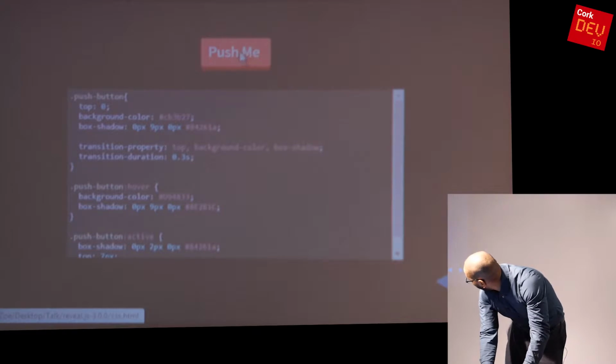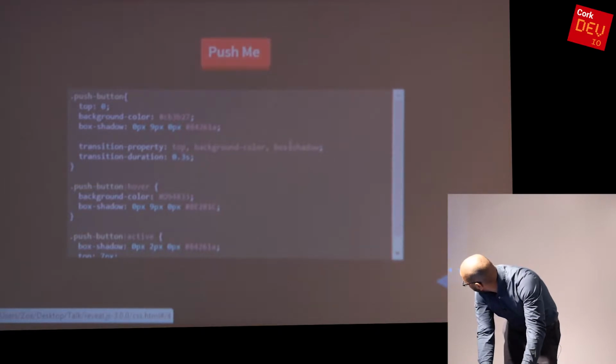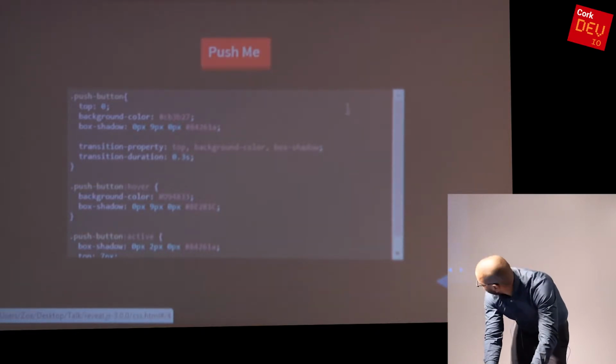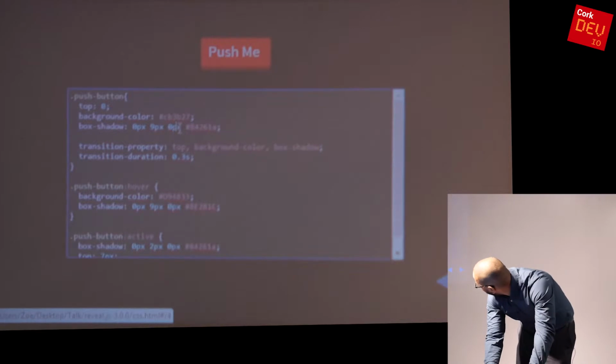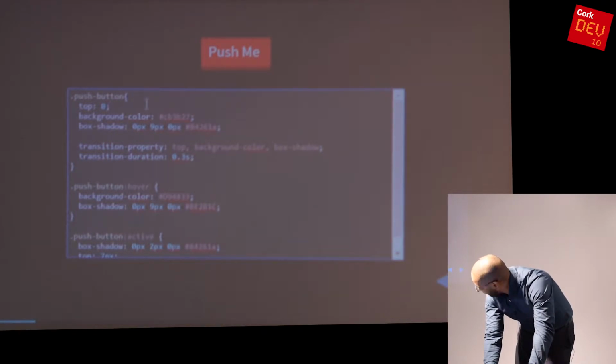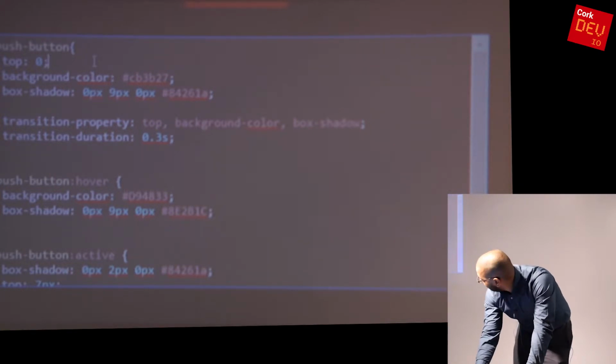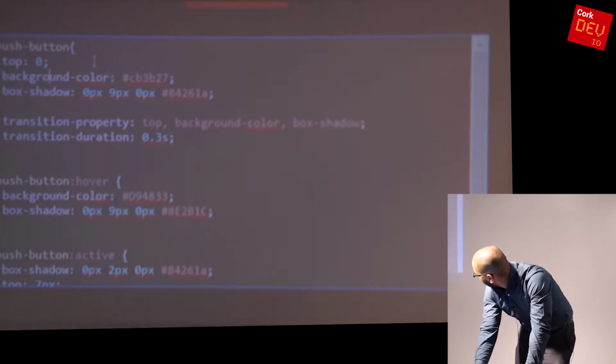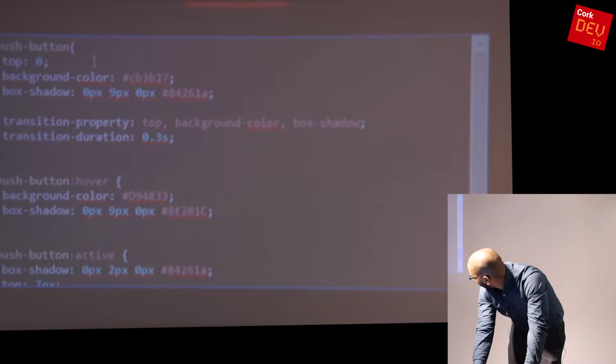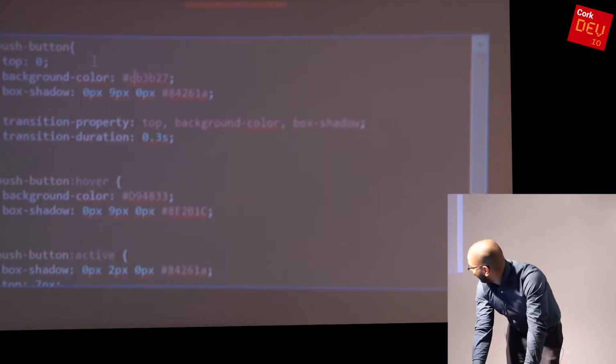It's a push button, and when you push it, it goes down. The effect is exaggerated, so you can actually see what happens. It's kind of slow. So if we take a look at the code, basic styling: I'm just setting the top to 0, the background to some shade of gray, some shade of red.